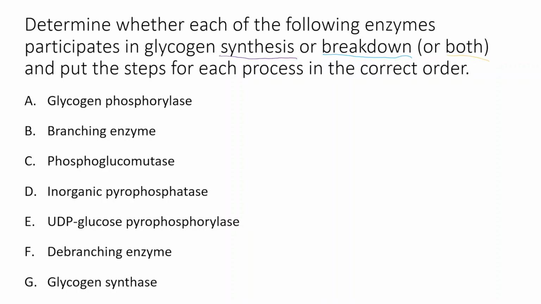Alright, can anybody tell me which ones are used only for glycogen synthesis? You don't have to name all of them, just any of them. Branching enzyme, inorganic pyrophosphatase, UDPG pyrophosphorylase, and glycogen synthase. Does anybody have the ones used only for breakdown? Glycogen phosphorylase, debranching enzyme. Excellent. So that leaves us with one left. Phosphoglucomutase is used in both.